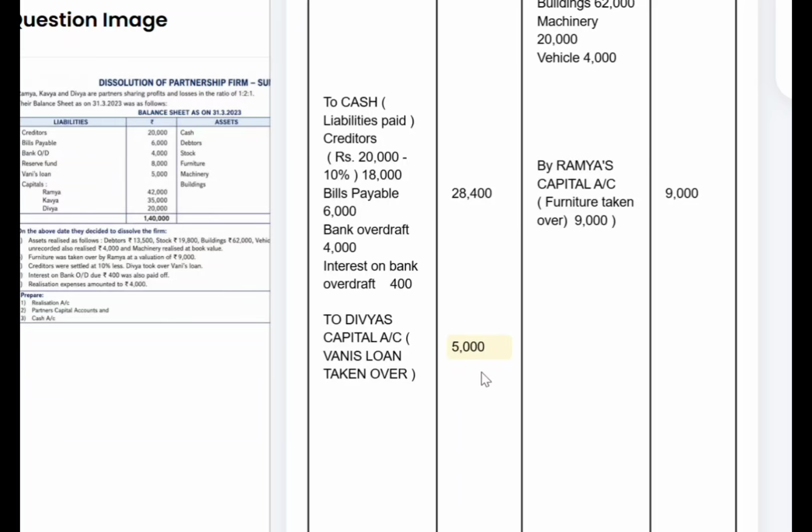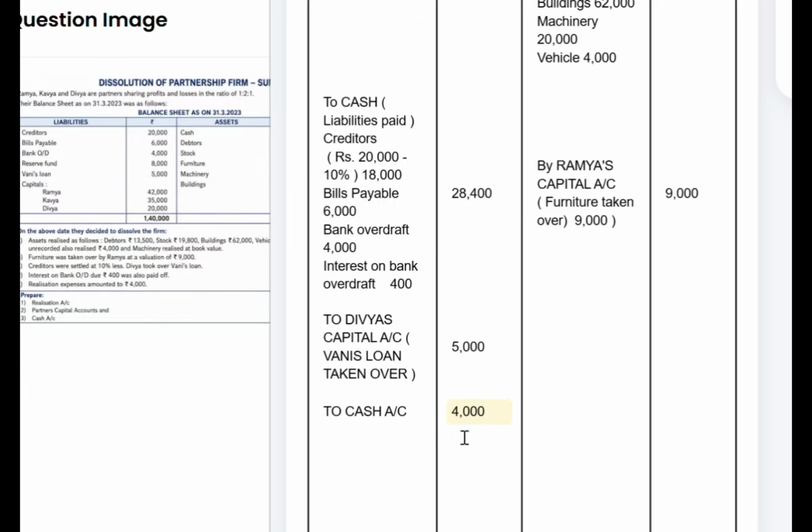Now here there is a dissolution expense, realization expenses that is rupees 4,000 which should be paid by the firm, which will appear again on the debit side of the realization account as to cash account, that is the realization expenses rupees 4,000. So this will be the realization expenses.